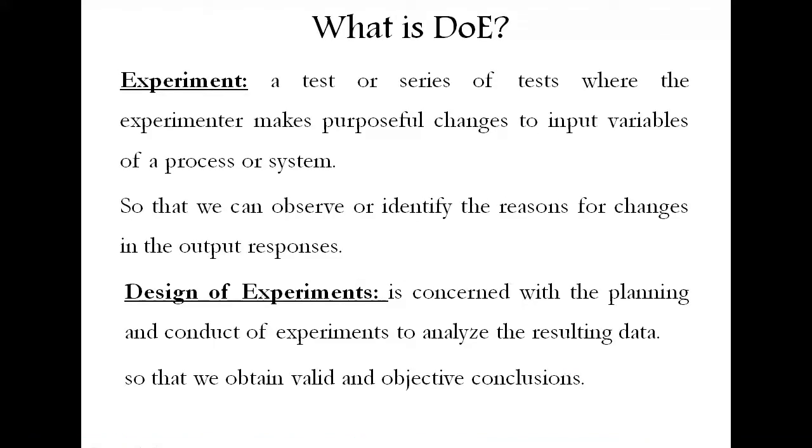What is DOE? In an experiment, a test or series of tests, the experimenter makes purposeful changes to input variables of a process or a system so that we can observe or identify the reasons for changes in the output responses. The experimenter has to choose the input variables. Based on the input variables, finally we get the output responses. In the design of experiments, we have to plan and conduct the experiment and analyze the resulting data. Finally we get objective conclusions, the expected results, with the support of design of experiments.